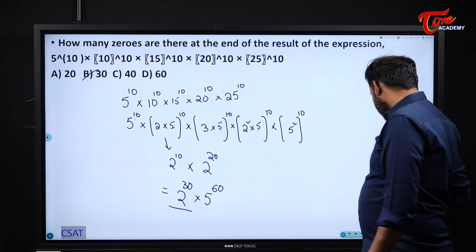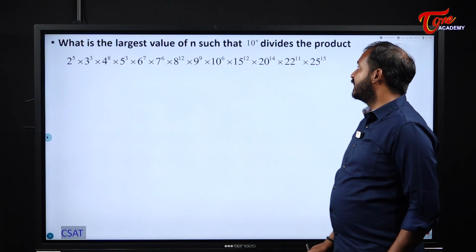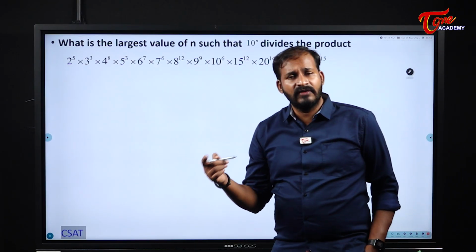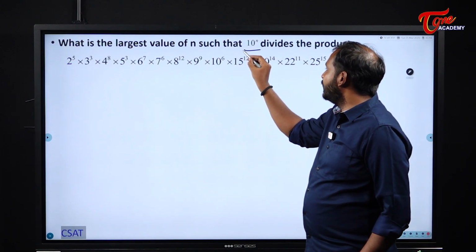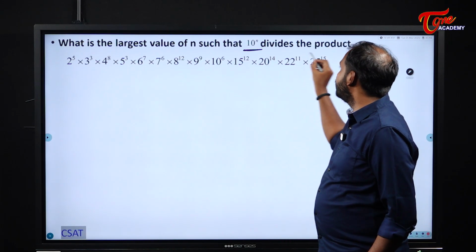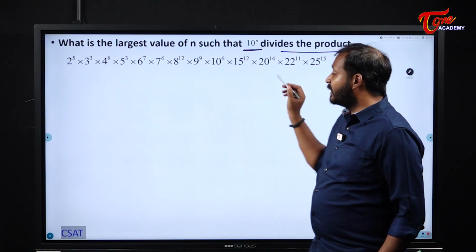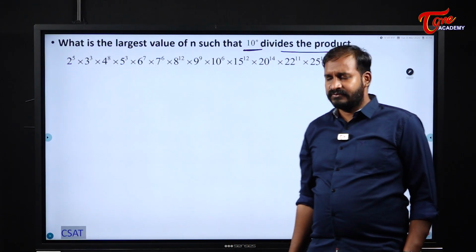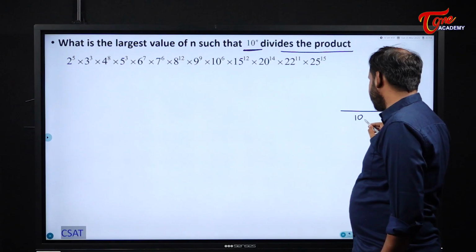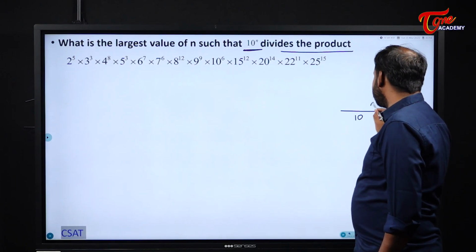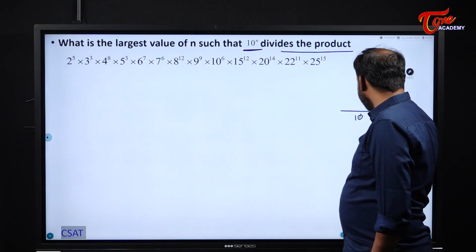Understood? Right. Next one. What is the largest value of n such that 10 to the power of n divides the product? This is one of the previous year's questions, students. This is the product which we have. This 10 to the power of n should divide this one. See here students, very simple. If a number wants to be exactly divisible by 10, what should it end with? It should end with 0, right? Then it will be exactly divisible.